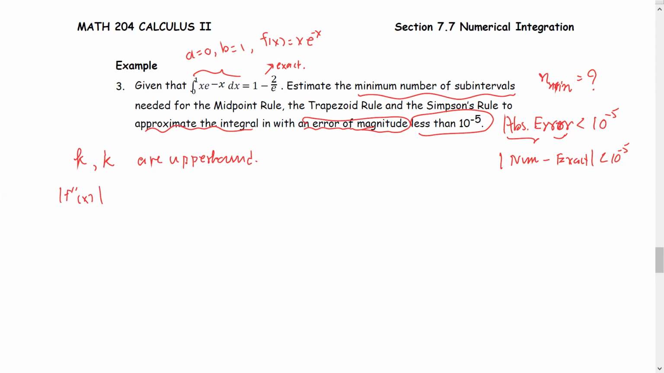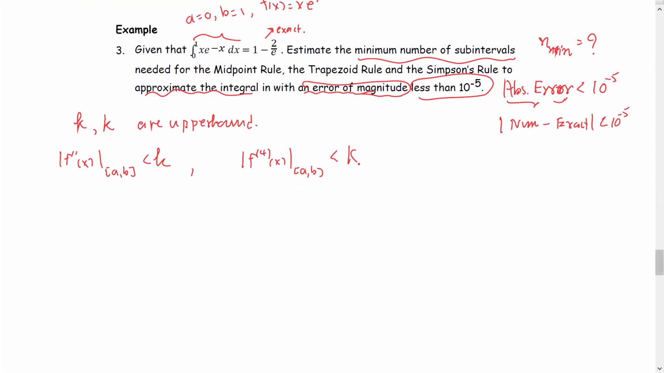and see what is the maximum value that would occur within the interval [a, b], which is less than the lowercase k. And for the fourth derivative of f on the interval from a to b, the value is less than the uppercase K. Then from f of x equals x e to the negative x, find the first derivative using the product rule: x times negative e to the negative x plus 1 times e to the negative x, which we write as e to the negative x times (1 minus x).